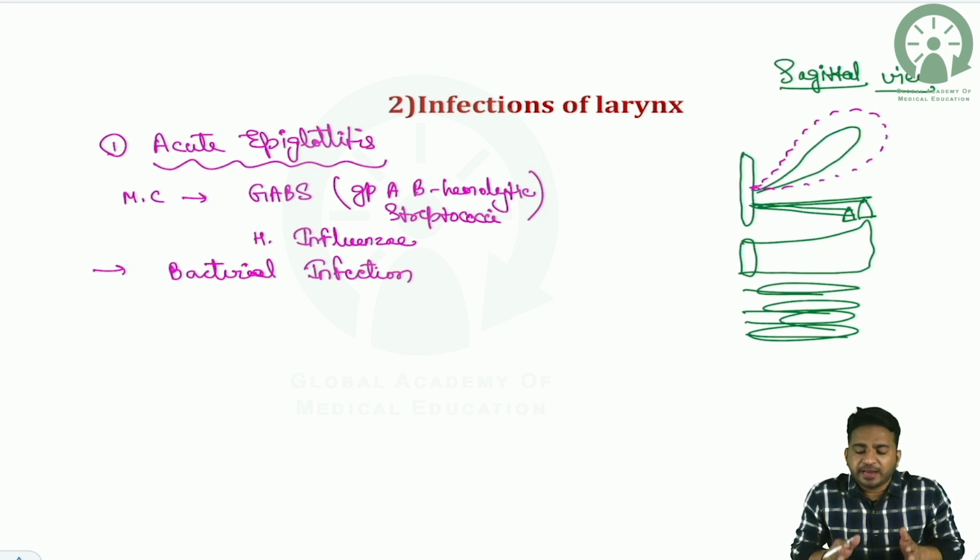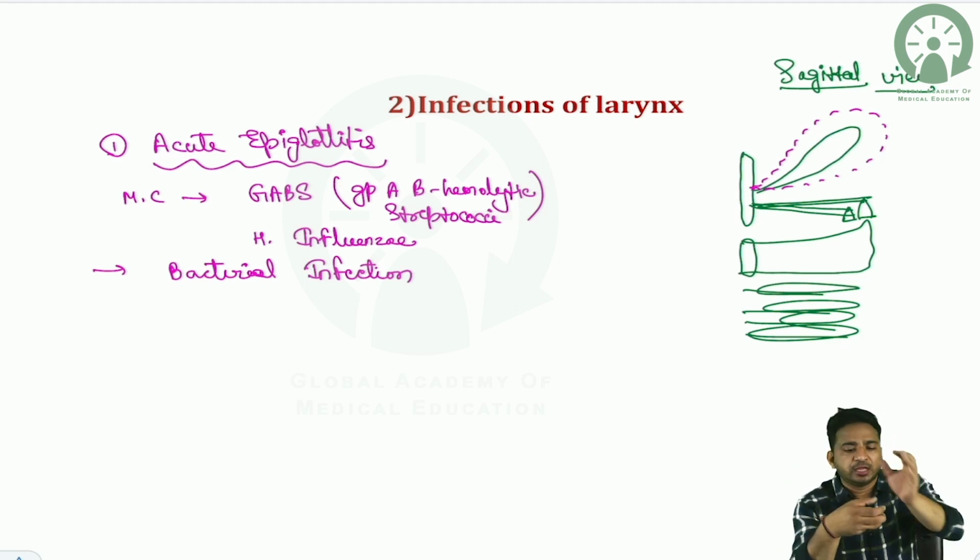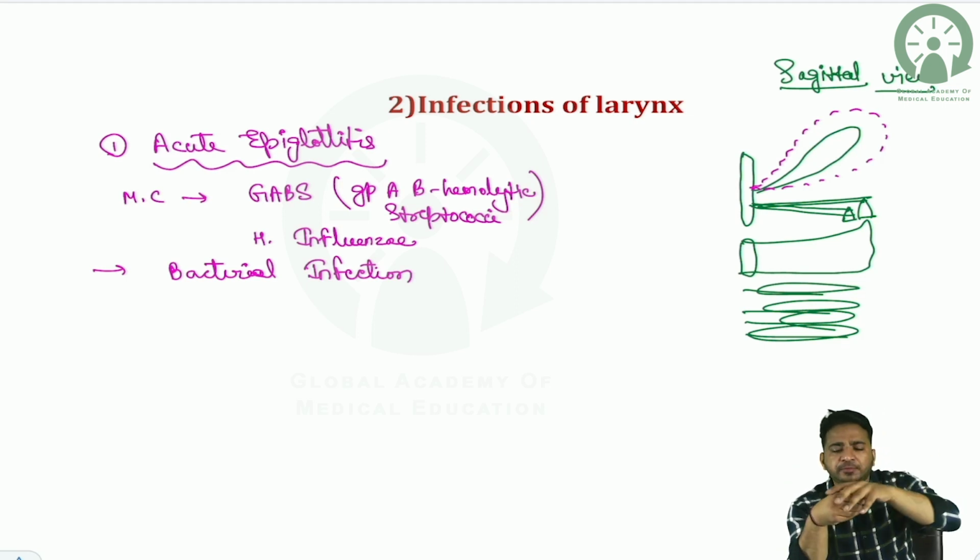laryngeal inlet. And suppose there is a bottle and a cap over this, and if this cap got bulky, will the inlet be blocked? If this is blocked, can the air be passed inside freely? No, there will be difficulty.